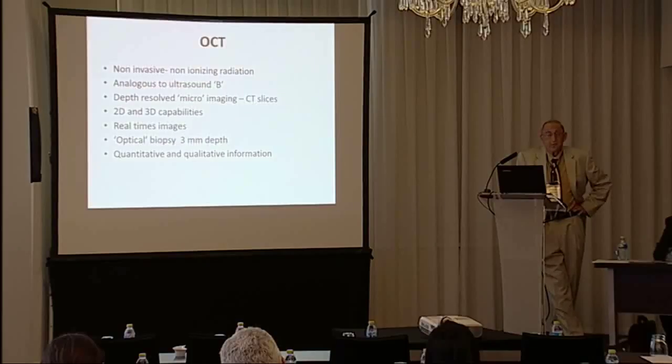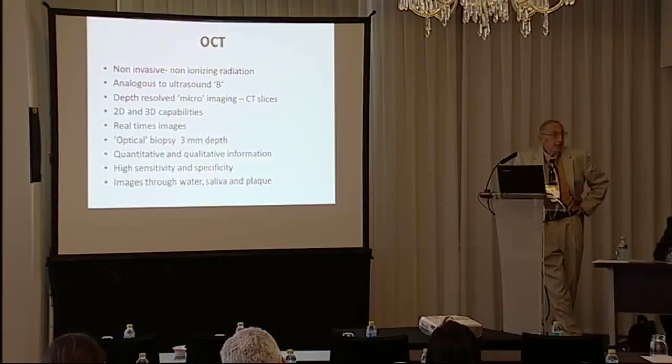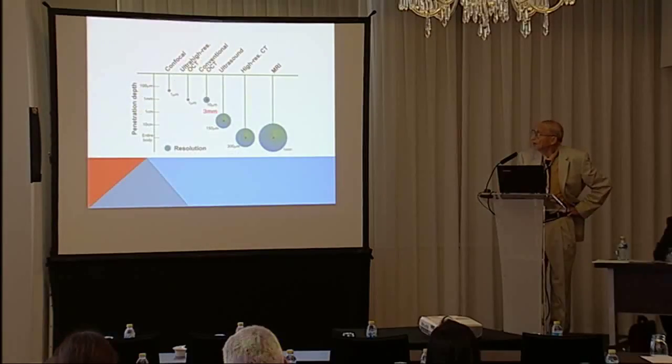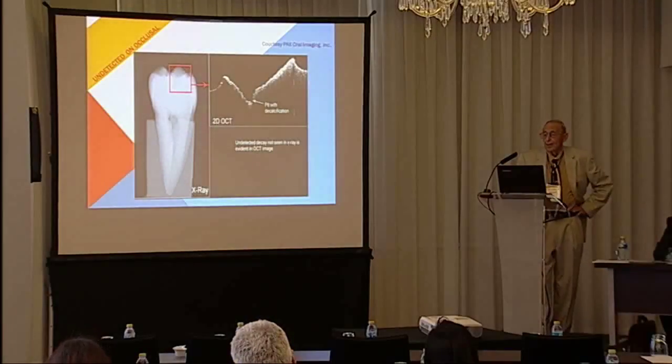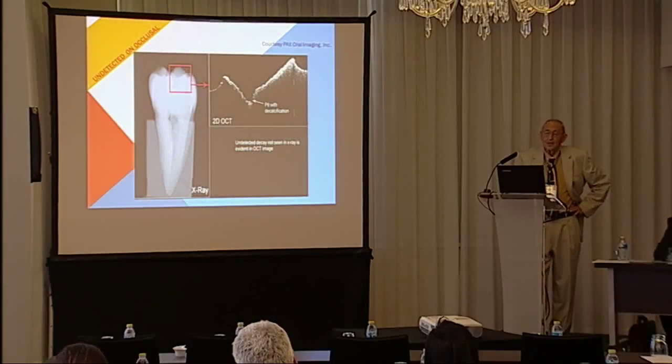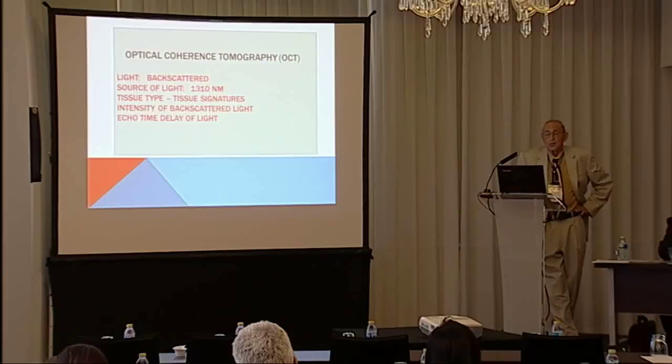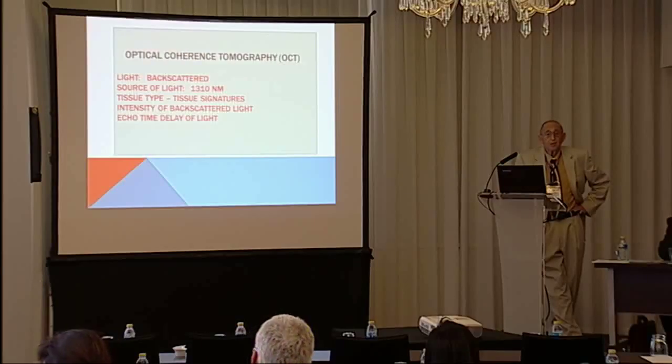Quantitative and qualitative information. High sensitivity and specificity. Images through water, saliva, and plaque. Here again, it shows you the depth of resolution of the different types of things. Here is our undetected occlusal caries showing up with the OCT. Light backscatter, source of light 1310 nanometers, tissue type, tissue signatures, intensity of backscattered light, echo time delay of light.